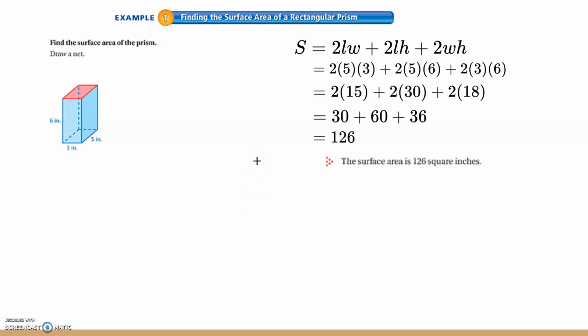Now to draw a net. I told you earlier to take a look at that, and then I want you to pause the video, try to draw this out on your own, and then come back and check if your figure was correct. Okay, now that you're back, this is what it should look like. These red highlighted boxes are the bases, and these four are the lateral faces.